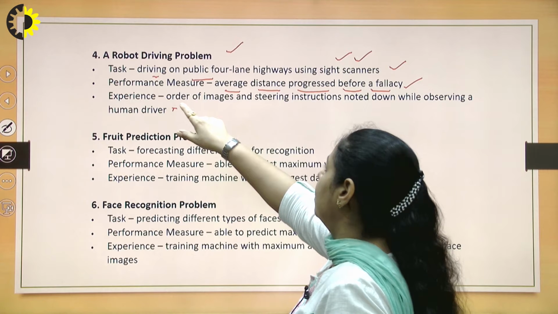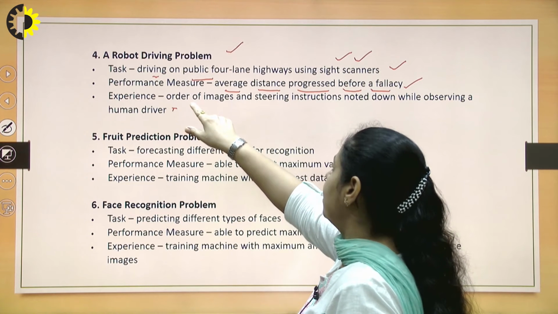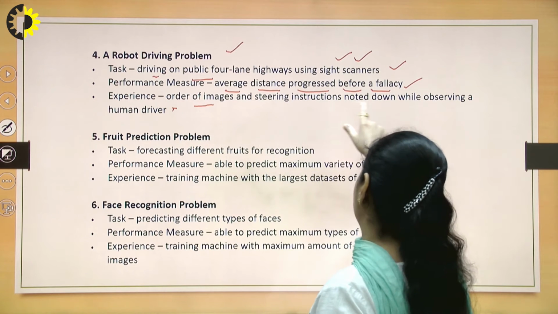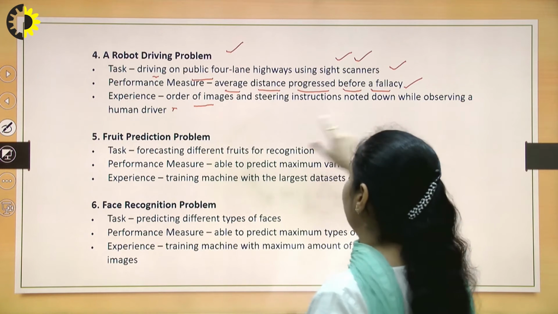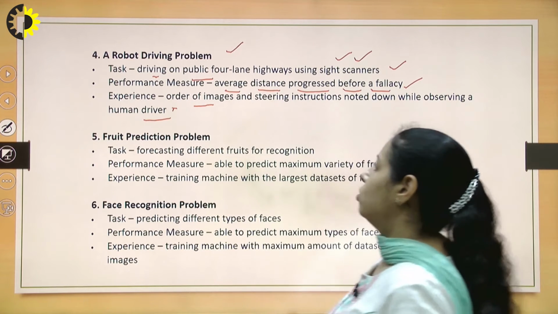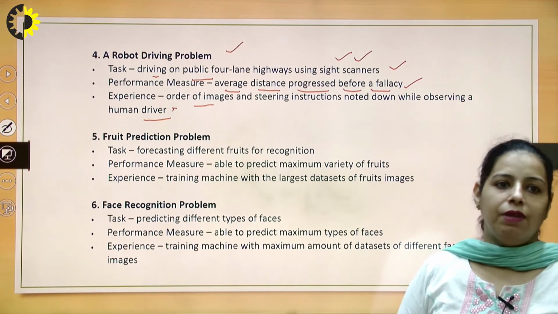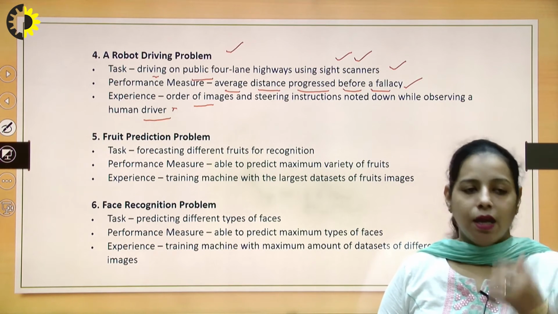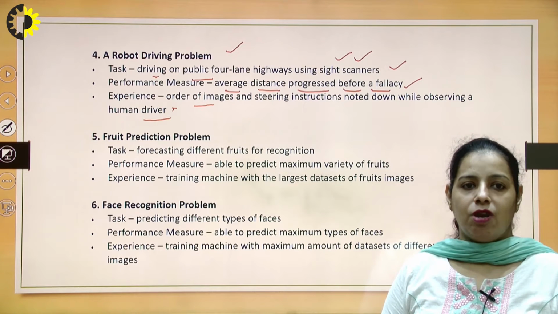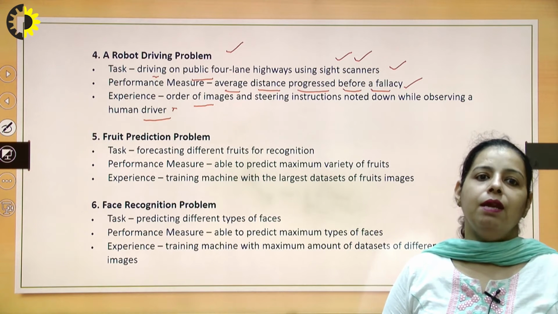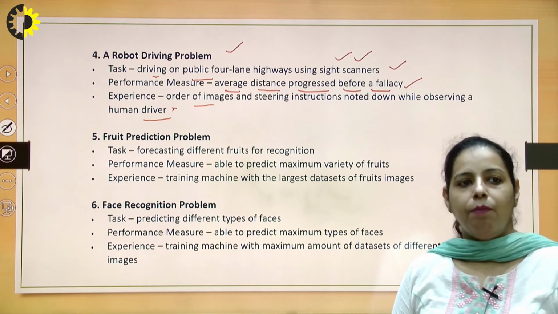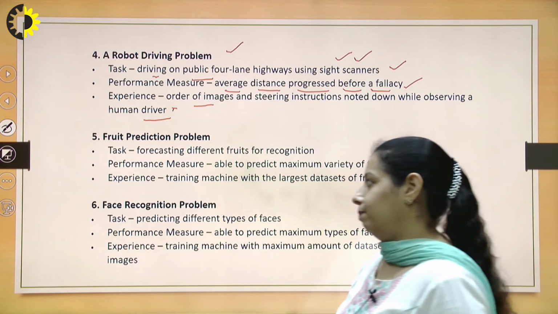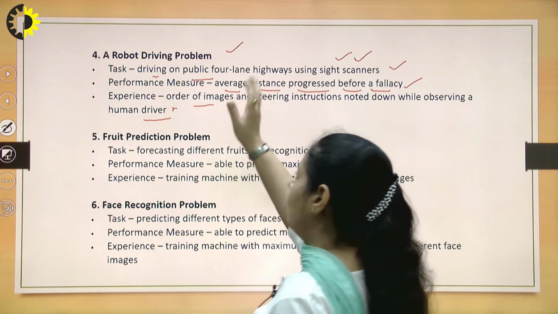Experience. What experience says here is the sequence of images and steering commands recorded while observing a human driver. If we compare the robotic driver with a human driver, we can see how many images and steering instructions are accurately observed by the human driver as compared to the robotic driver. So this is a very common problem.